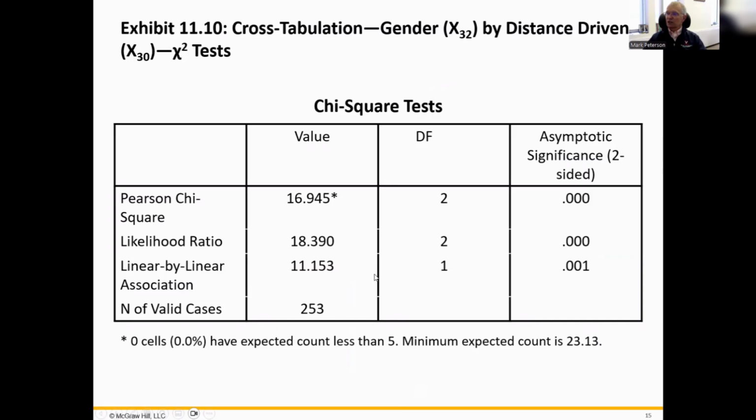So we go to our chi-square test, and the chi-square value is 16.945, and that has a p-value of 0.00, so far out in the tail of the distribution. So we would reject the null hypothesis that the status quo is that there's no relationship between gender and miles driven to the restaurant. So it appears that for some reason, women are more likely to get in their cars and drive far to the restaurant as opposed to men, who apparently might walk there.